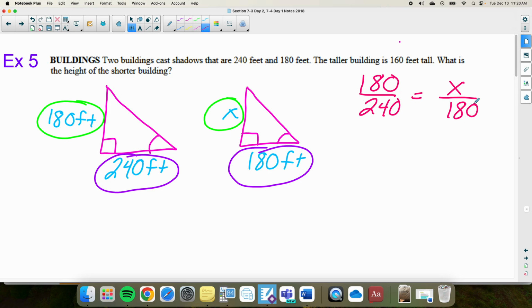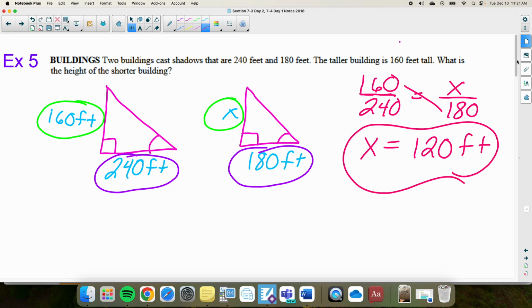You know what? This is supposed to be 160, isn't it? Yes. Sorry about that. So that makes this 160. Now, you would multiply these two and divide by 240. What do you guys get when you do 160 times 180 divided by 240? What'd you get, 120? Yeah. 120 feet.